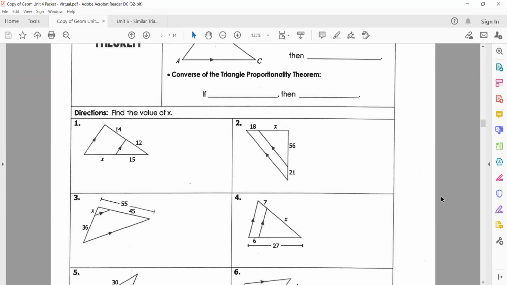So what do we need to be able to solve question number 3? What goes with x? Yeah, but aren't we missing something else? No, we're missing what goes with x. Right, but what about this little segment right here? That's what I'm saying. Okay, well, how do we find that? Would you take 55 minus 45? That's exactly what you do, Jonathan. Perfect. So we'd end up with 10 compared to 45 equals x compared to 36.